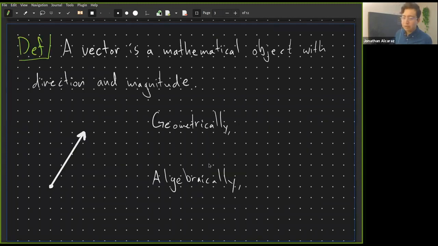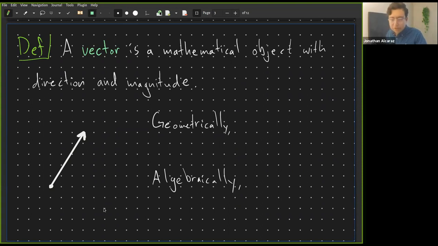Okay, so the next object of study, the big object of study that we're really going to deal with in this class, is vectors. So here we have this word vector, and this is an object that has direction and magnitude. Maybe you've learned about this.